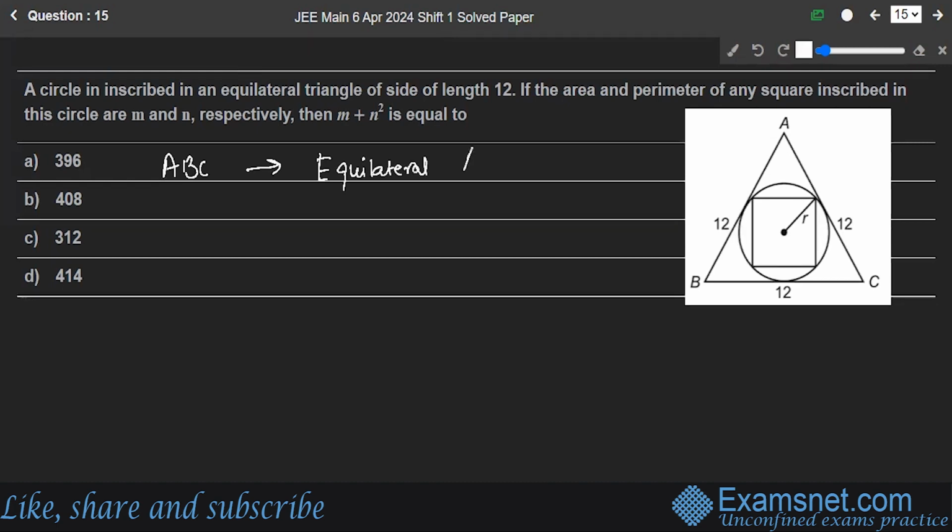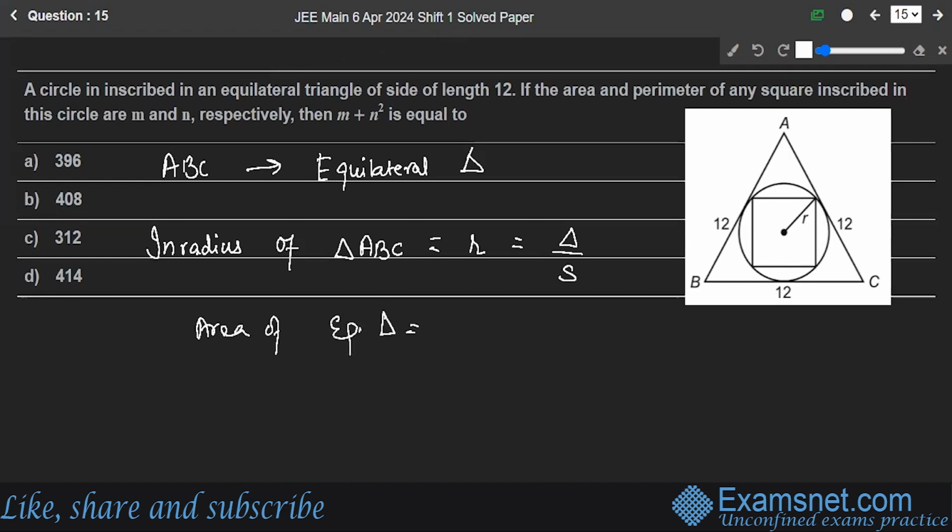And this is the square which is inscribed in the circle over here. Let R be the radius of the circle. You know this is an inner circle. So the inradius of the triangle ABC, let's say this is R. R is the inradius. So this is given by the area divided by S. Area of the equilateral triangle.